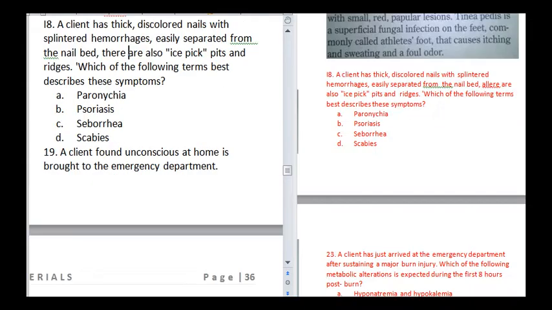Next, number 18. Client has thick, discolored nails with splintered hemorrhages, easily separated from the nail bed. There are also ice pits and ridges. Which of the following term best describe this symptom?